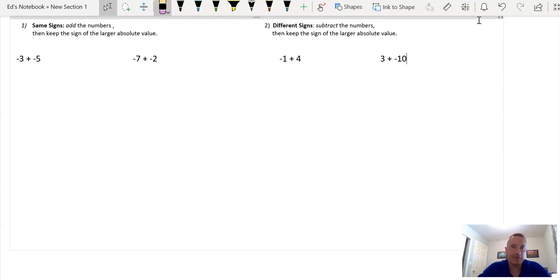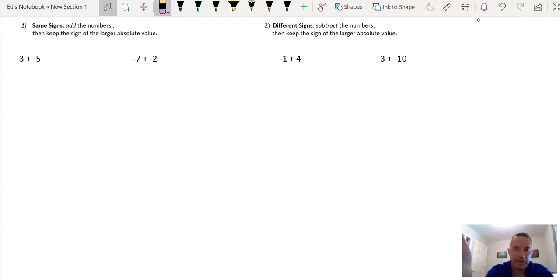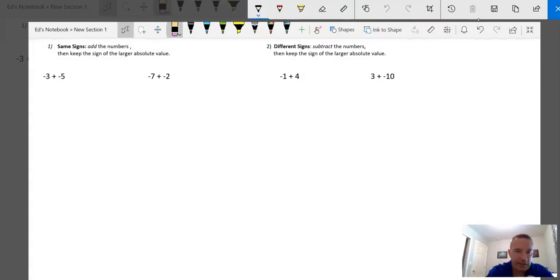Well, what's absolute value? Absolute value is how far the numbers are from 0. So the larger one, in this case, which one's further from 0? -5 is further away from 0 than -3. So let's apply this and solve it. Same signs, yes. Add the numbers. What's 3 plus 5? That's 8, so we're going to put in 8 here. And then it says keep the sign of larger absolute value, which is the -5. It's a negative, so I make sure I have a negative here.